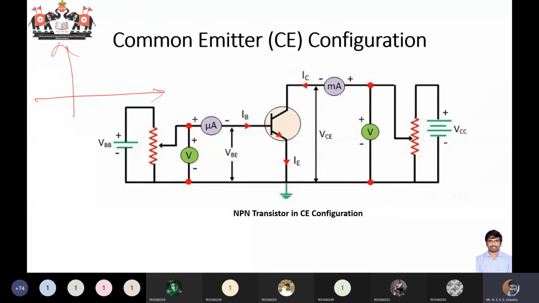On x-axis VBE, on y-axis IB. So in your setup graph, which value should be kept constant when you want to draw this graph? VCE. So your graph should be between VBE versus IB for a constant VCE. For a constant output voltage, the graph will be drawn. If you are changing the VCE value, your graph will be shifting.